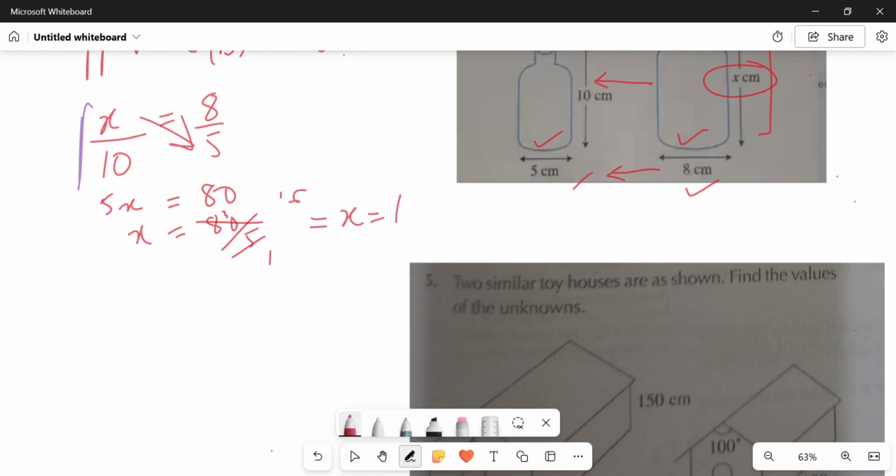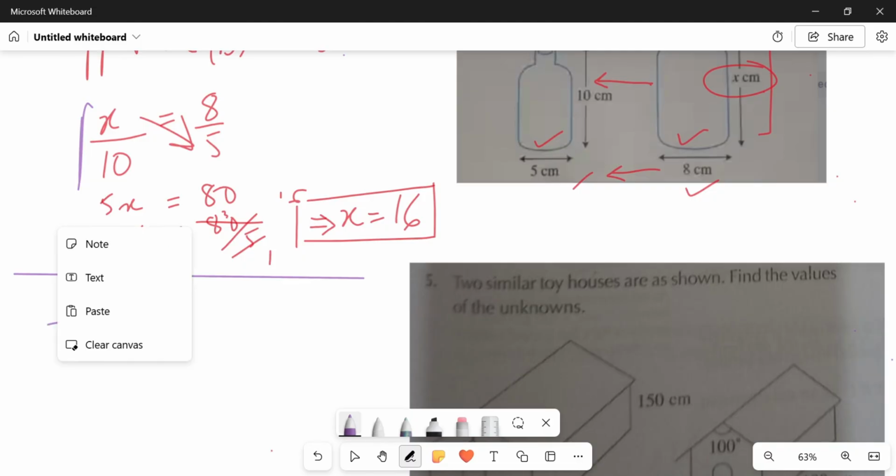X is equal to 16. Okay, now the y value. The y value is the unknown we need to write down now. So y over 3 centimeters equals 5 over 8, rather than 8 over 5, because we're talking about the smaller bottle first. 5 over 8. Now cross multiply, then you will get the answer.